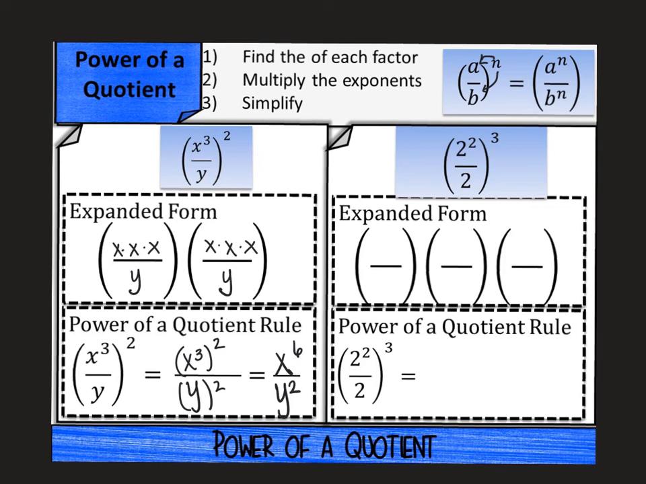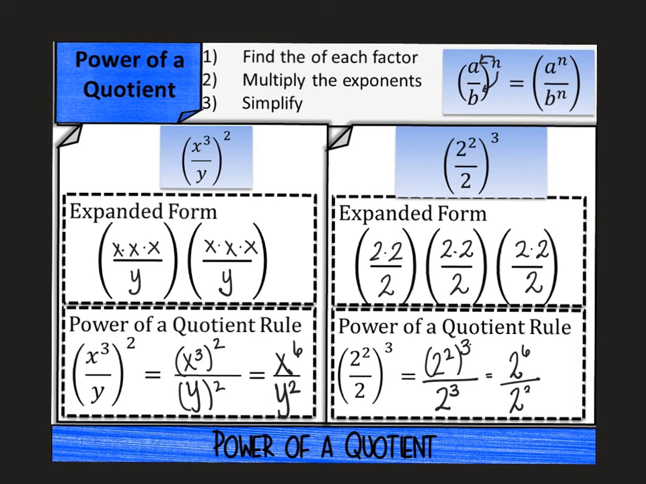On our second example, exact same thing. So I have 2 squared on the top, so 2 times 2 over 2. 2 times 2 over 2. 2 times 2 over 2. So that's happening 3 times. Same idea. So I have 2 squared to the third, and I have 2 to the third. 2 squared to the third is really 2 to the sixth, and then I have 2 to the third.